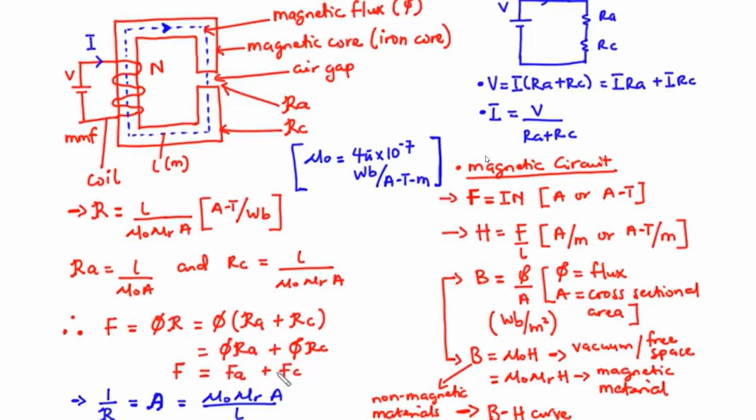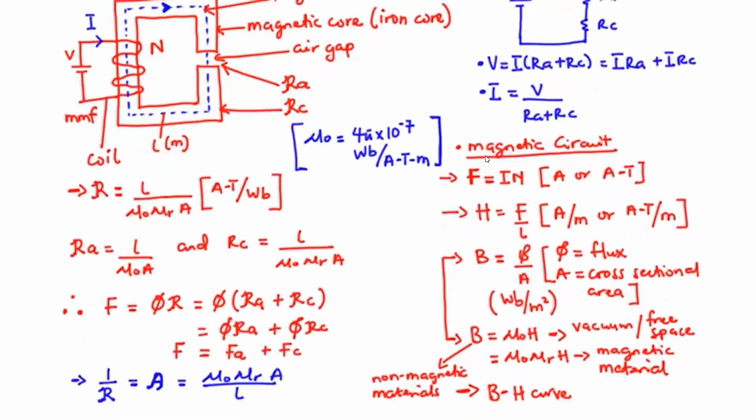Now, if you add these two values, then that should be equal to the magnetomotive force. Now, what do you think will be the inverse of the reluctance? The inverse of the reluctance is called the permeance, and that is equal to mu naught mu R times A divided by L. And this permeance is defined as the measure of the ability of a material to permit the setting up of magnetic flux.